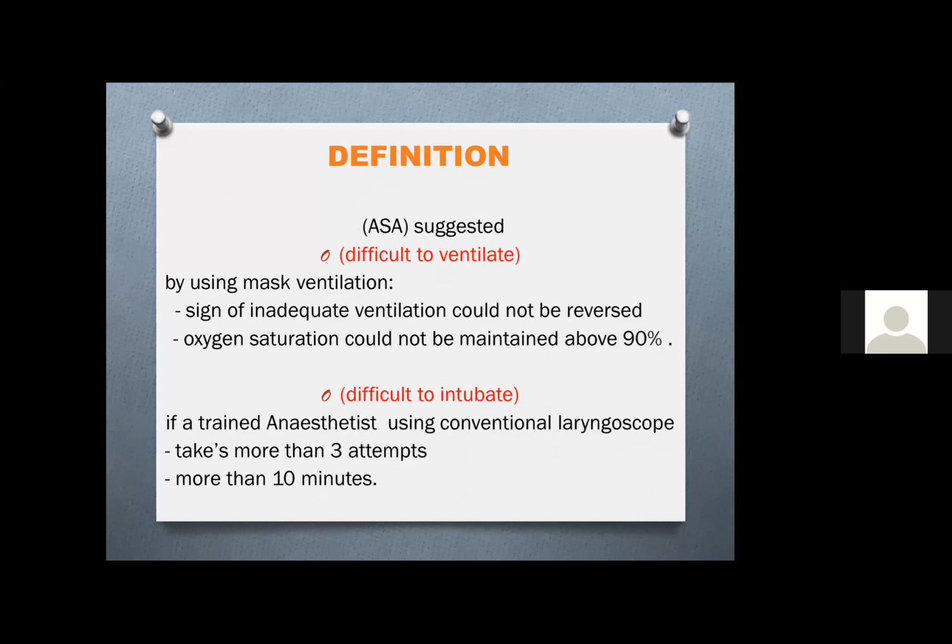The second part is difficult to intubate. We call it that when a trained physician, like an anesthetist, not a junior or an intern just graduated from medical school, attempts to intubate and fails. It should be a senior or trained physician who attempts to intubate the patient with a conventional, regular laryngoscope three times and couldn't do it, or it takes more than 10 minutes to intubate the patient. At this stage, you say this is difficult to intubate, or in short, cannot intubate. So the term cannot ventilate, cannot intubate relates to the clinical situation you find when you're managing the patient.